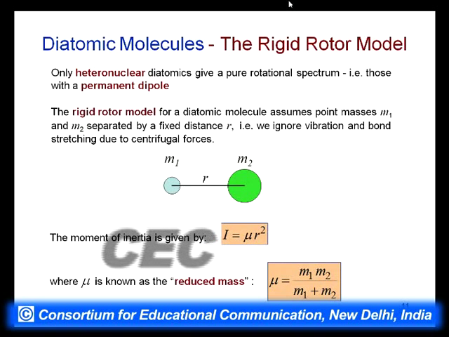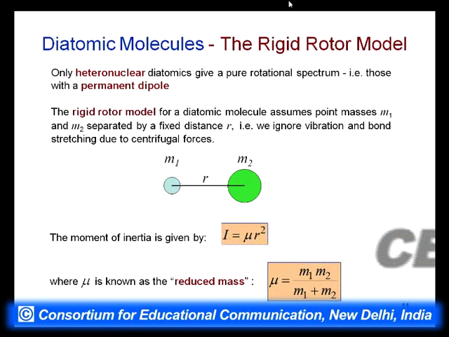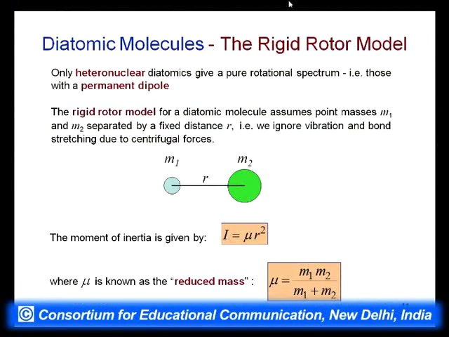So now I come to a very important aspect. Since 1 by mu is equal to 1 by m1 plus 1 by m2, if you have a hydrogen halide, for example HCl, then 1 by m1, if m1 is the mass of the hydrogen, will be larger than 1 by m2, if that is the mass of chlorine, because chlorine is 36 times heavier than the hydrogen atom. So 1 by mu would approximately be equal to 1 by m1, and that means the reduced mass will be that of the hydrogen atom, and it will be very, very small.